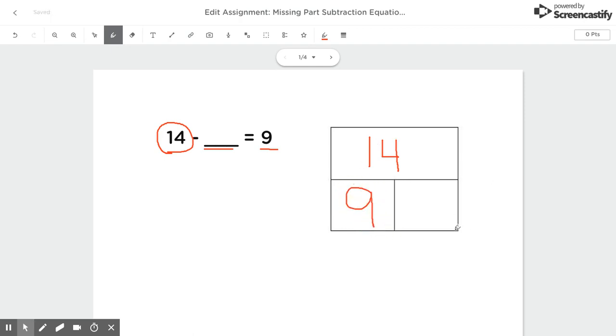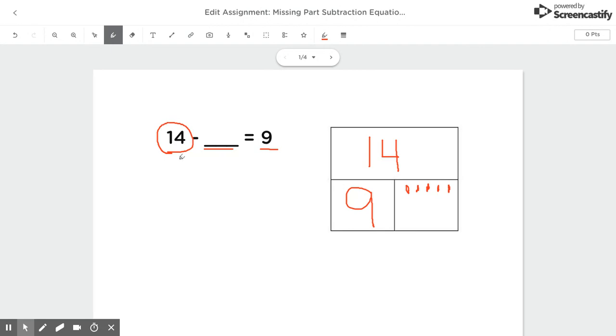Then from here, once I have it set up in my part-whole box, it's very similar to when I am adding. So I can count on and draw my pictures as I am getting to my whole. So I start at 9, 10, 11, 12, 13, 14. So I can see here that I would need 5 more to get to 14. I'm going to check this by drawing a picture.